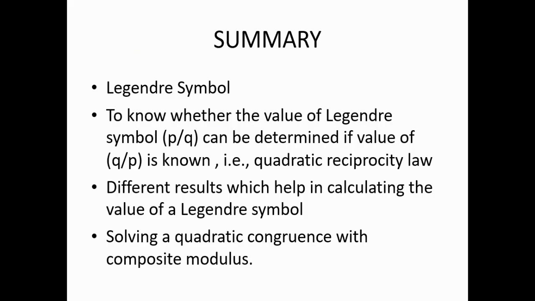So with this we are done with today's lecture. Let us see what things we have done in this lecture. First of all, we have seen the Legendre symbol. We defined what is the Legendre symbol. Then we have solved many questions on the Legendre symbol, using different properties and different results of the symbol. Next, to know whether the value of a Legendre symbol P upon Q can be determined if the value of Q upon P is known, we have seen the quadratic reciprocity law. Then we have solved many questions on the reciprocity law also.